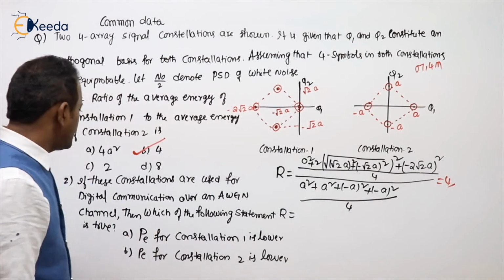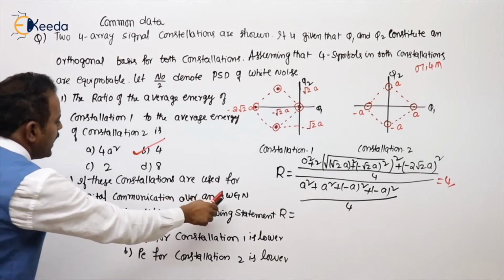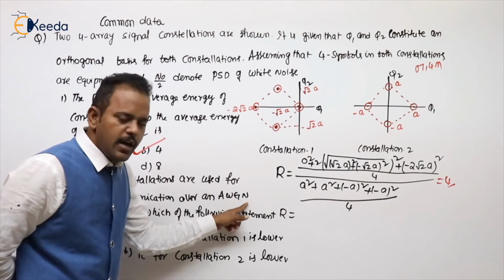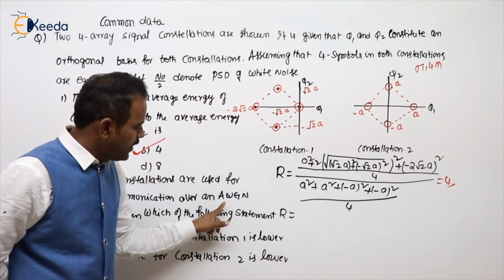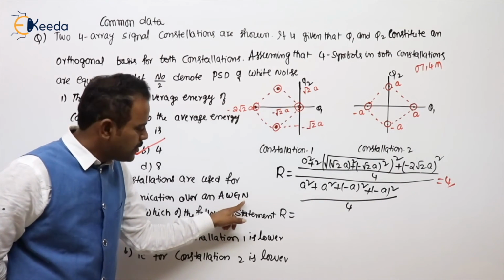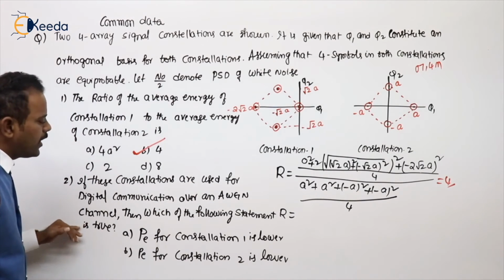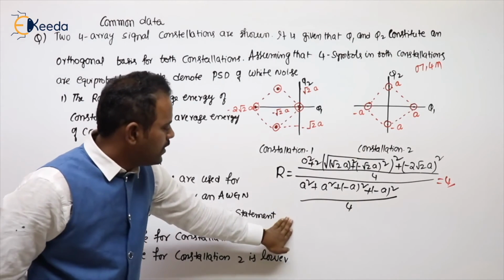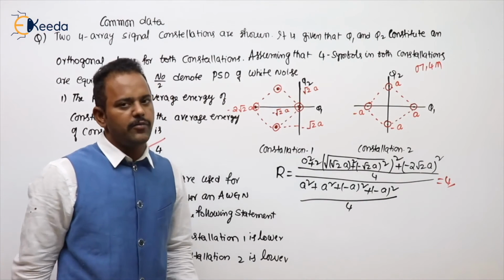And here what is asking, if these constellations are used for digital communication over AWGN, means additive, white, Gaussian noise. We will take noise is adding in additive manner. Its color is white, having Gaussian PDF, not recognizable, so noise. If you transmit through AWGN channel, which of the following statements is correct? He has given 4 statements. Constellation 1, probability of error is less. 2, probability of error is less. Both are equal, none of the above.